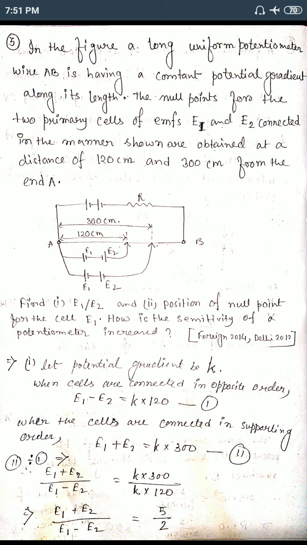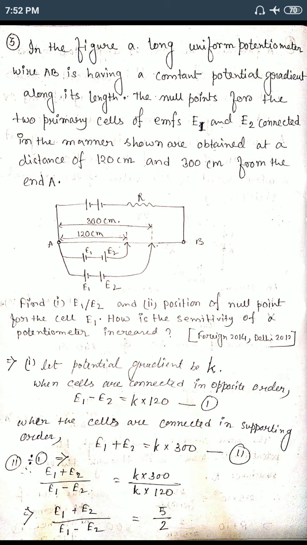So here we use two cells having EMF E1 and E2. In this figure you see that where we get the first null point, 120 centimeter, E1 and E2 are connected in opposite order. That is, the negative and negative terminals of these two batteries are connected together. That means the total EMF will be reduced. And in the second, where we get the null point at a distance of 300 centimeter, E1 and E2 are connected the proper way. That means negative with positive, then negative with positive, this way they will be connected.